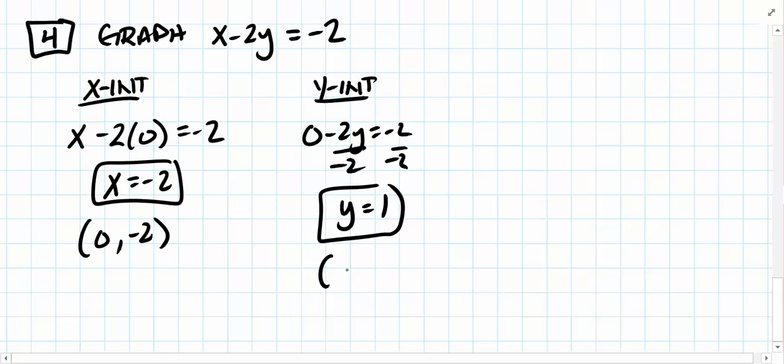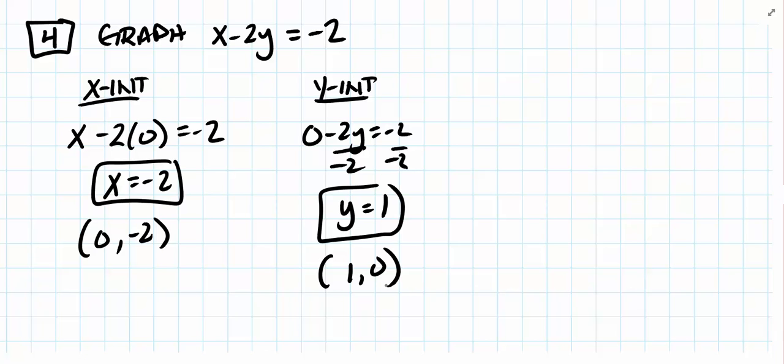Okay, now that I have my 2 points there, what I want to do is graph them. All you do is graph those 2 points. So give yourself a straight edge and make yourself a coordinate plane.